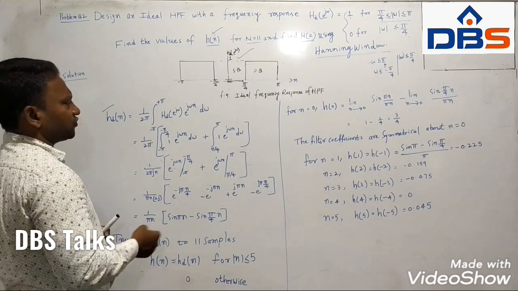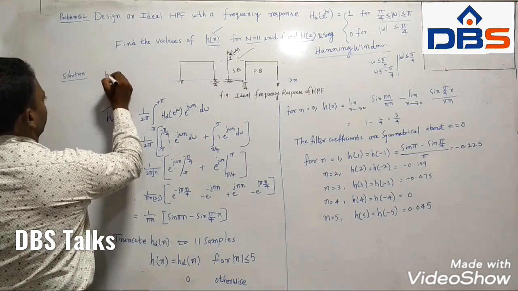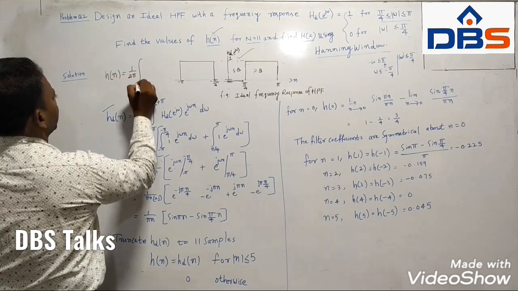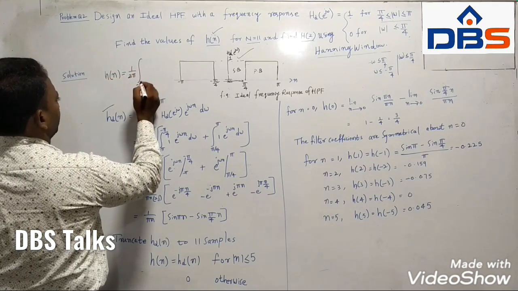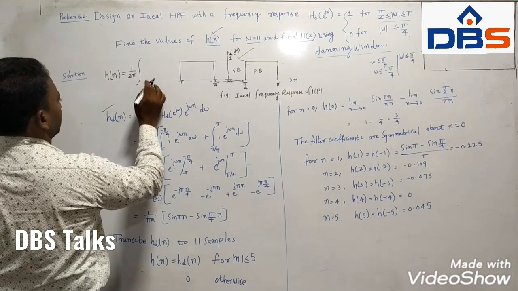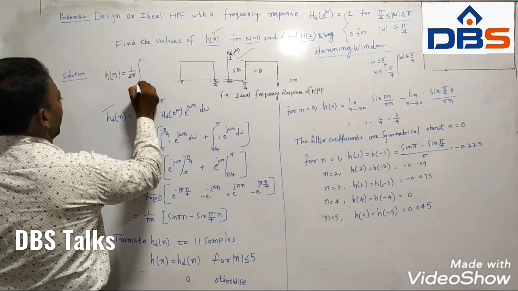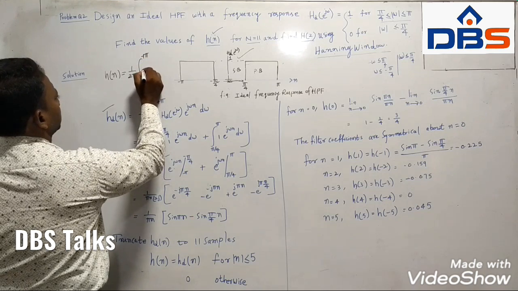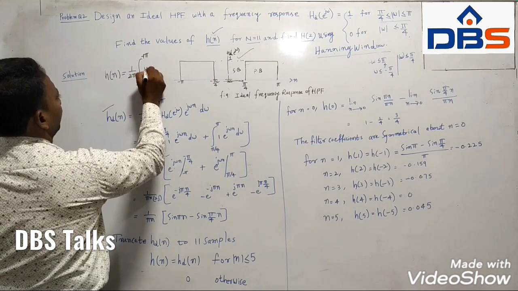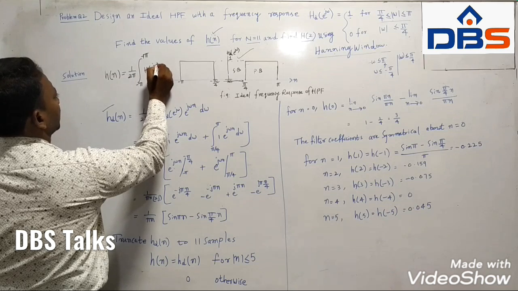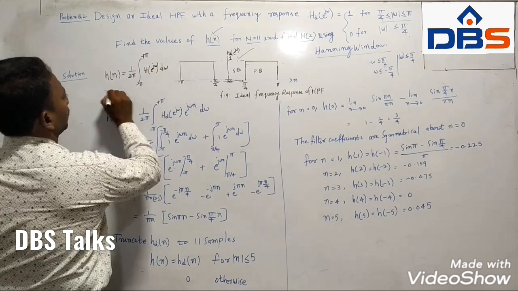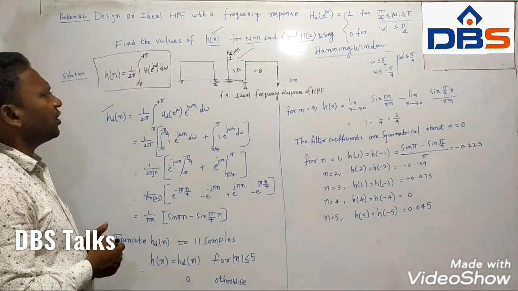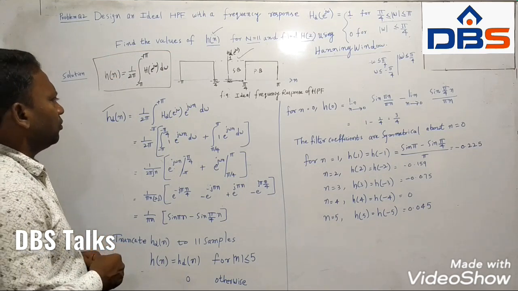So the formula for inverse Fourier transform is h of n equal to 1 by 2 pi integral from minus pi to plus pi of H of e power j omega, into e power j omega n, d omega. Okay, this is the formula to find out the inverse Fourier transform of a given sequence.